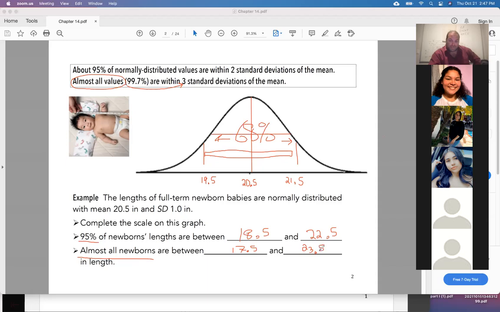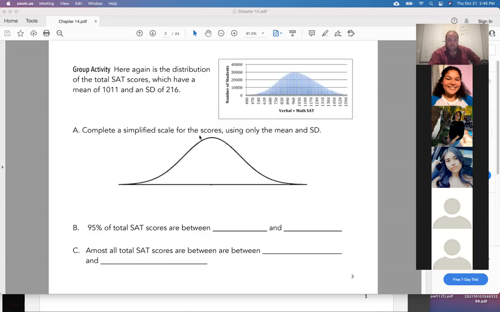Now, I myself have never given birth to a child, nor do I plan it anytime soon. So I am not really familiar with these numbers. Does anyone here have more experience? Are these realistic numbers or is this a contrived example? It is real. Realistic? Okay. All right. So does this make sense for this problem? Questions? Yes. Okay. So let's go on then.